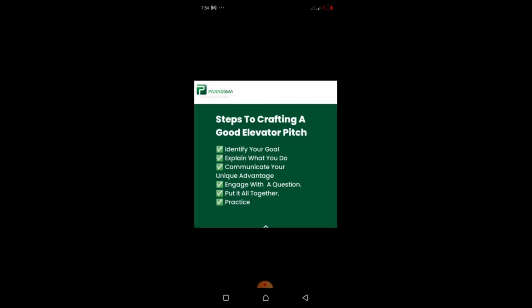Step number 5, put it all together. Now, each of these 4 steps that I've mentioned earlier are the key steps. You identify the purpose of the pitch, you explain what you do, you communicate your unique advantage, then you engage with a question. These things are going to be done separately. Then you need to put it together and ensure that it fits together. Ensure that it transits from one to another and it makes sense.